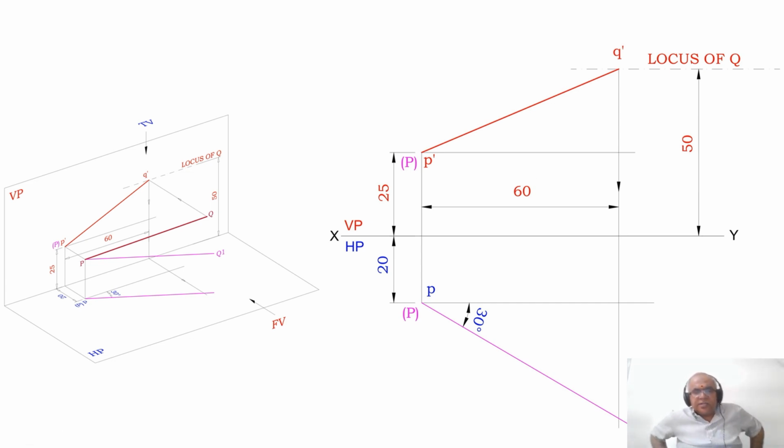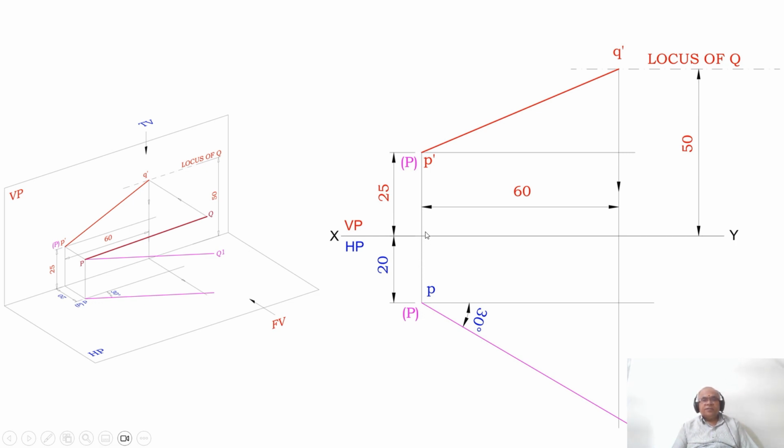So first we are going to draw the XY line and mark VP and HP here as shown. Then you know the distance above HP is seen in the vertical plane, which is 25 mm here, and you know the distance in front of VP is seen in the horizontal plane here, which is 20 mm. So when you rotate this HP down, that HP will go below the XY line, so that is the reason why we have written it here.